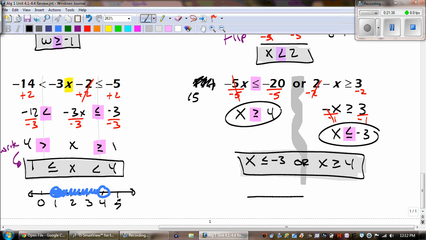Okay? And when we solve this, negative 3, negative 2, negative 1, 0, 1, 2, 3, there's 4. My negative 3 is closed, and I'm going to shade to the left. And 4 is closed, pardon me, and I'm going to shade to the right.